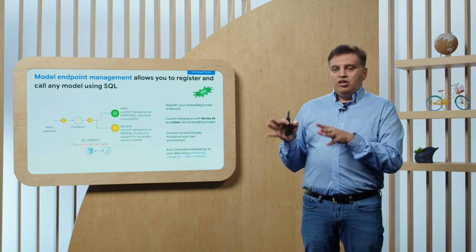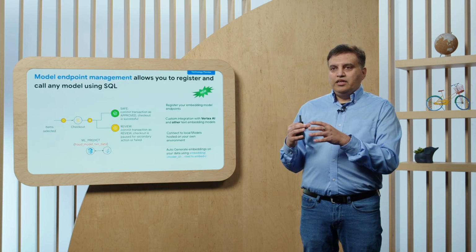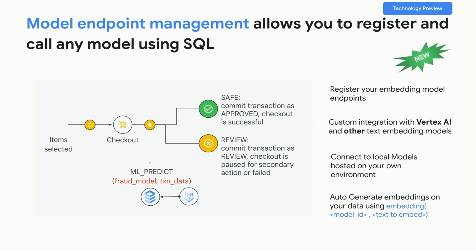When we talk about embeddings, we mentioned Vertex AI, but you can potentially enable it from local models or third-party models, wherever you want to connect to. That's a new feature that's currently in preview. So you can register your model, and then you can run your embeddings there.